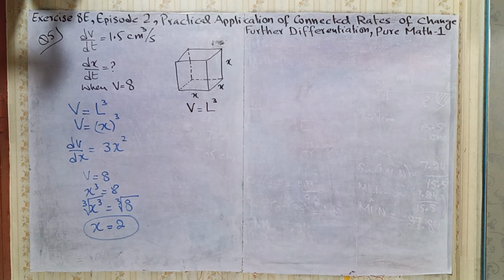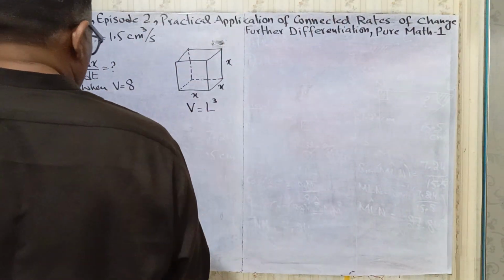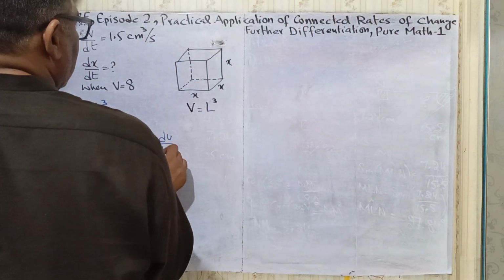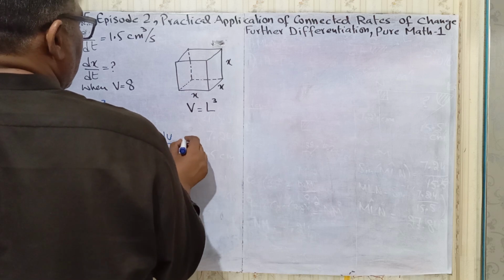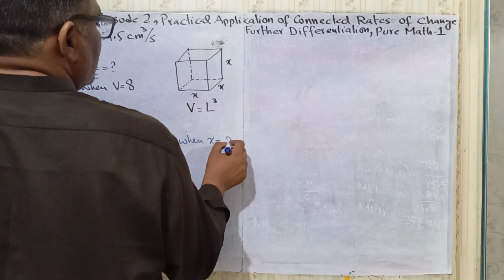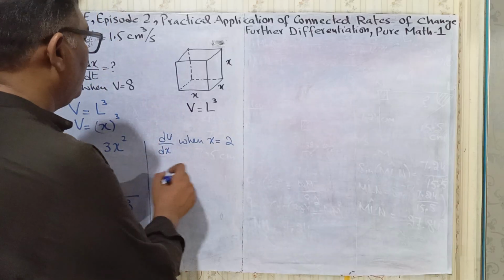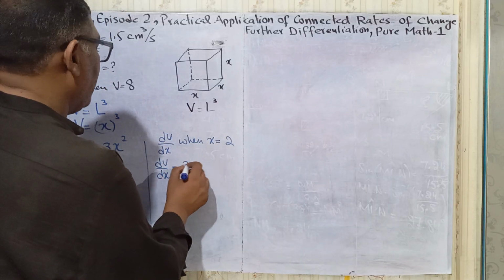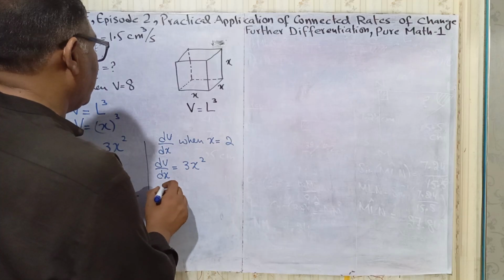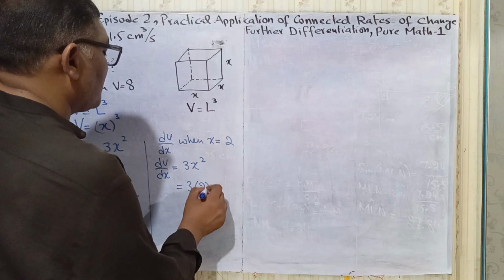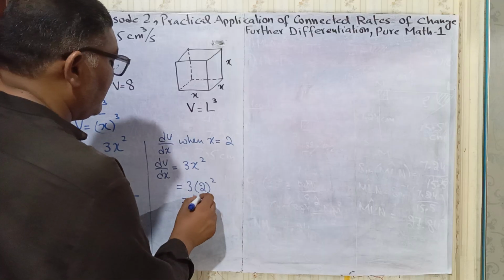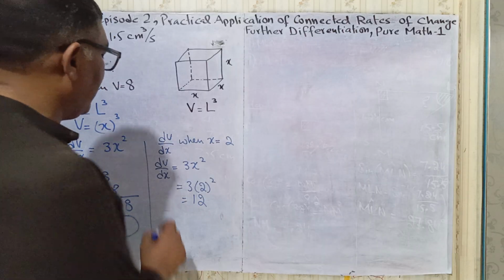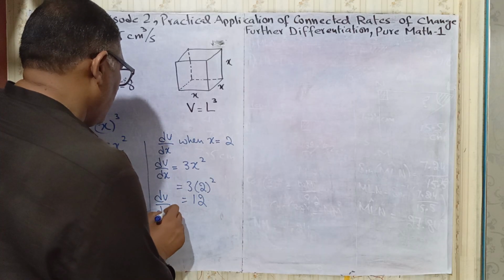Now I know dV by dx when x is equal to 2. I have taken x equals 2. The formula I just calculated for dV by dx is 3x square. So when x is equal to 2, it will become 3 into 2 square. 4 3s are 12. So dV by dx, its value will be 12.